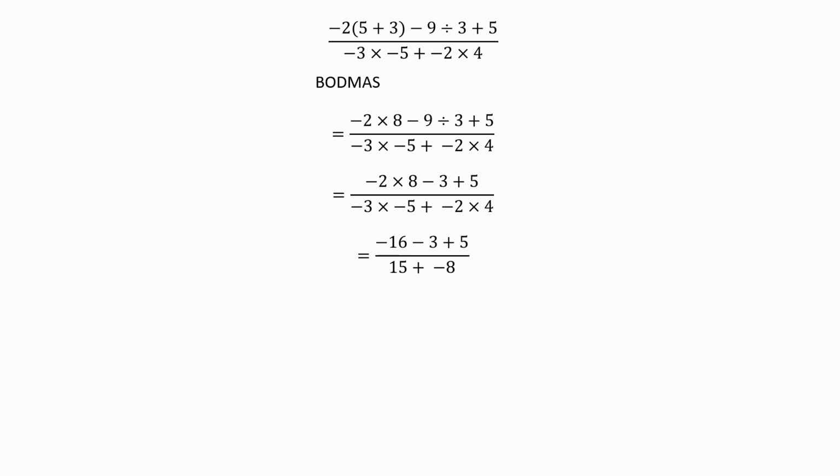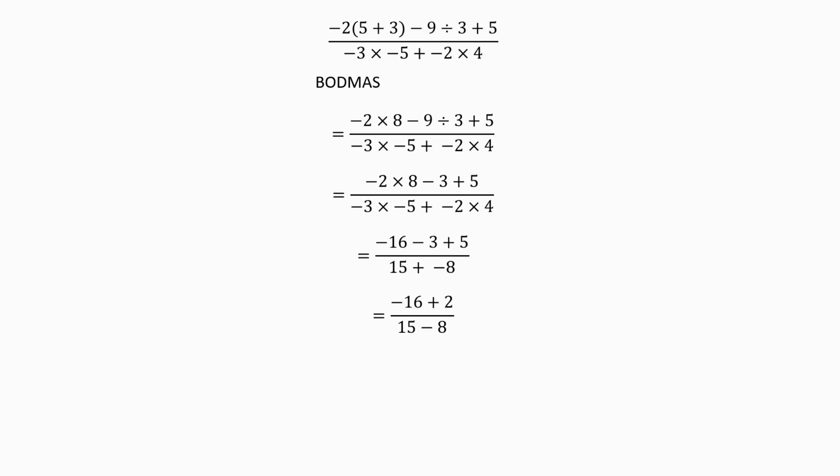Then the next set of operations is addition. We have a -3 plus 5 and 15 plus -8. So -3 plus 5 will result to +2. Then 15 plus -8 will result to 15 minus 8. So it becomes -16 plus 2 divided by 15 minus 8.